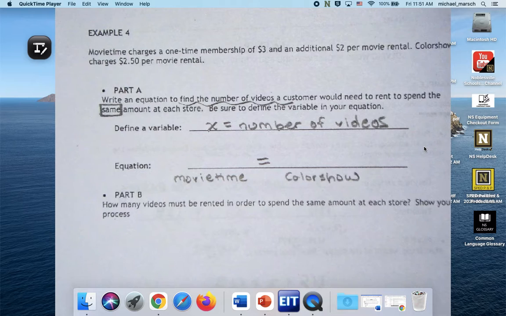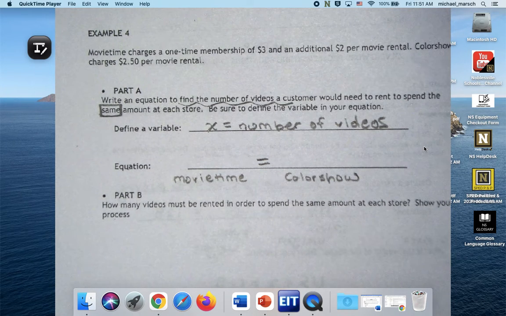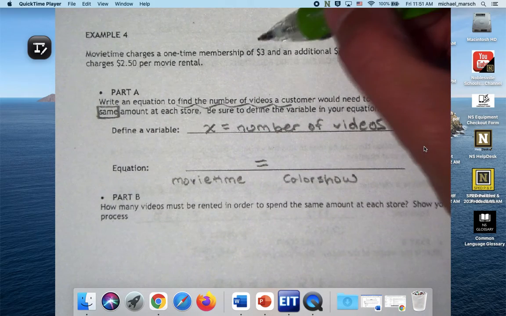Yes? Is this going to be with exponents? No. Nope. Mia? So is the answer going to be like an infinite solution? Nope. No, because we're going to find out what x has to equal for both sides to equal each other, not just having one number that equals itself. We're still going to have an x in our solution. Okay. So we have $3 and $2.